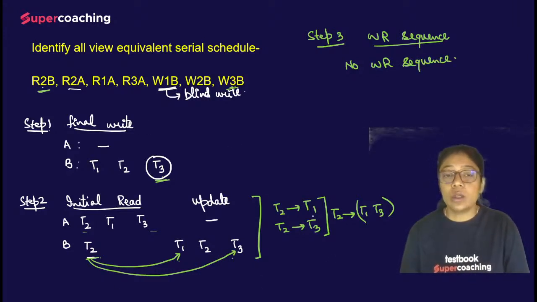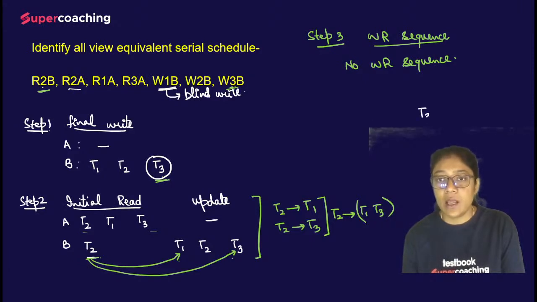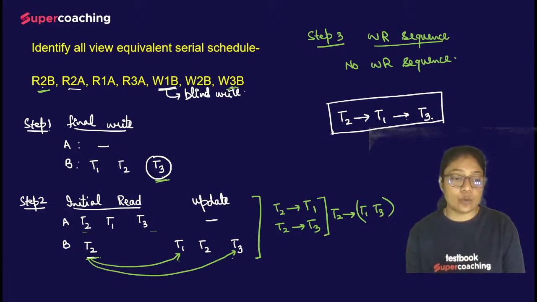Now just merge all three steps. Step 1 is saying that T3 should come at the end. T3 end पे आएगा. And this is saying that T2 should come before T1 and T3. So what is the possibility? We are getting T2, T1 and T3. This is the view serializable schedule.